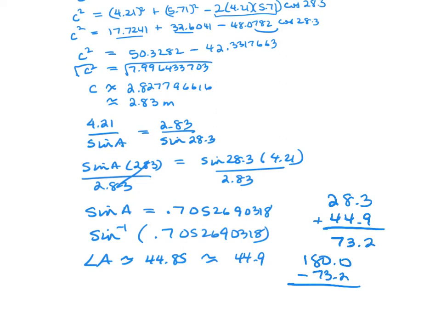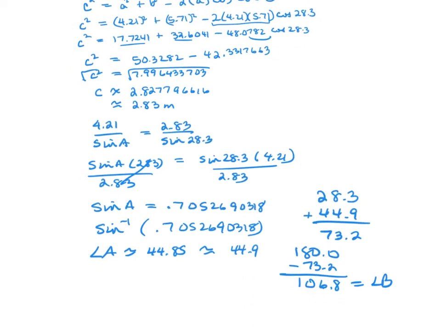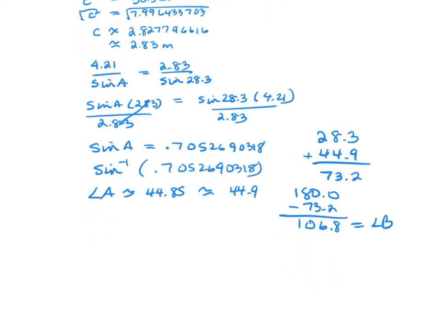And I end up with 106.8, which is going to be angle B. So now I have angle A is 44.9. Angle B is 106.8. Angle C was given, 28.3.